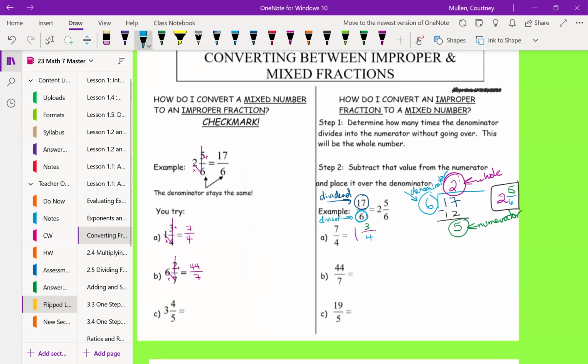Let's try one more. So we have 7 as our divisor, 44 as our dividend. How many times does 7 go into 44 without going over? 6 times. When we multiply, we have 42. And when we subtract, we have 2. So our conversion to a mixed number would be 6 2/7. Exactly. You try C.